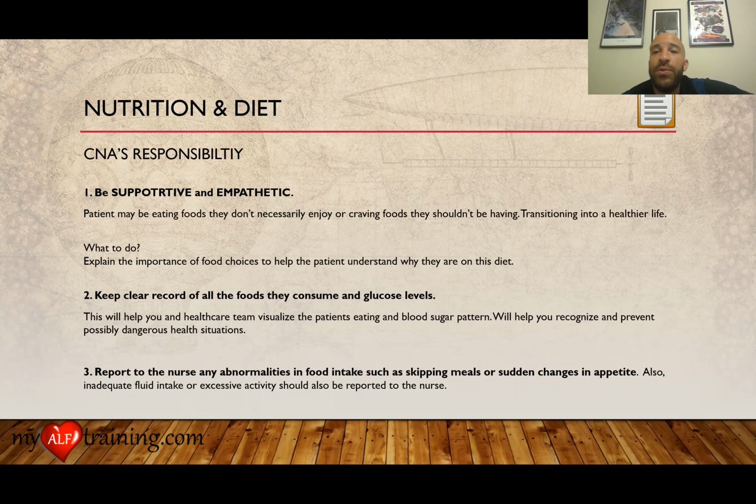So what to do if this happens to you? Well, you explain the importance of the food choices to help the patient understand why they're on the diet. Simple as that. We need to explain it to them.